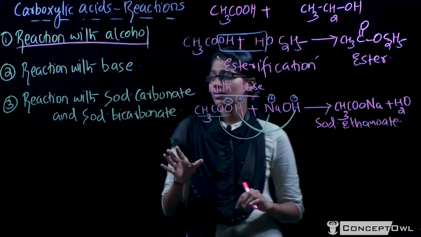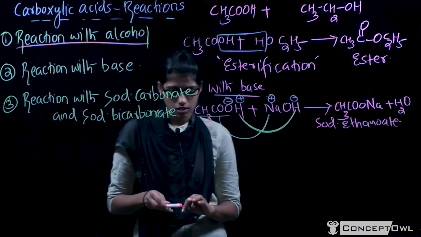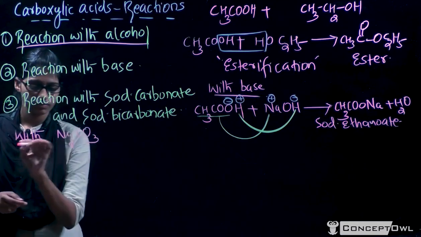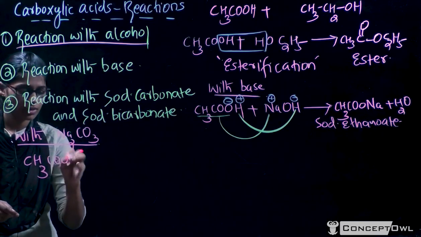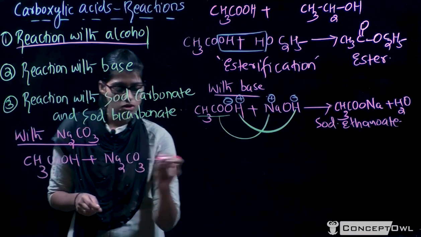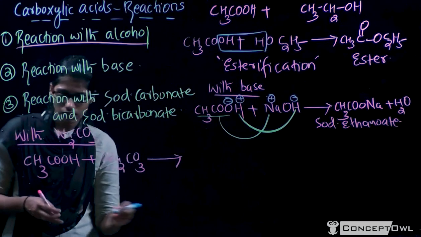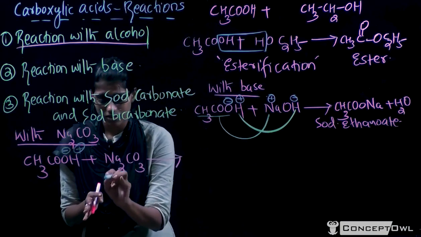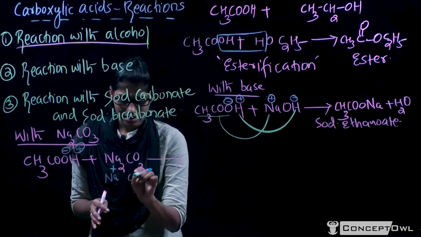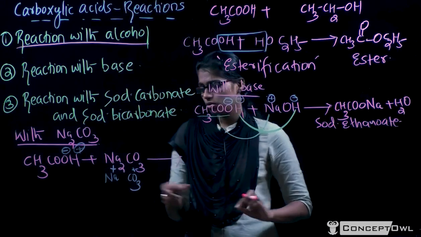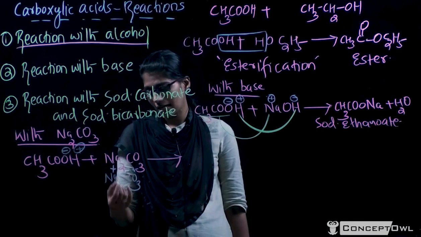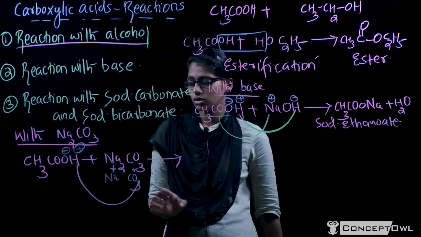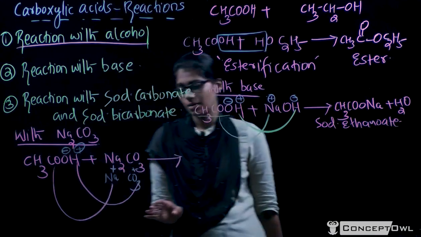Now how will you write the reaction of carboxylic acid with sodium carbonate and sodium bicarbonate? Let's indicate the reaction with sodium carbonate, Na2CO3. Take ethanoic acid and react it with Na2CO3. What are the products expected? Again you have CH3COO minus and H plus. Na2CO3 exists as Na plus and CO3 2 minus. Again interaction should be possible: positive negative interaction. H plus should interact with CO3 2 minus, and CH3COO minus should interact with Na plus.